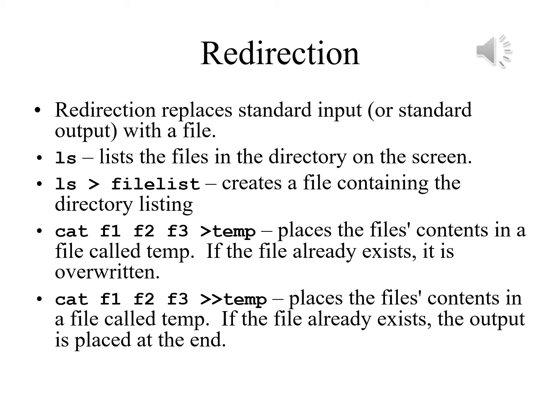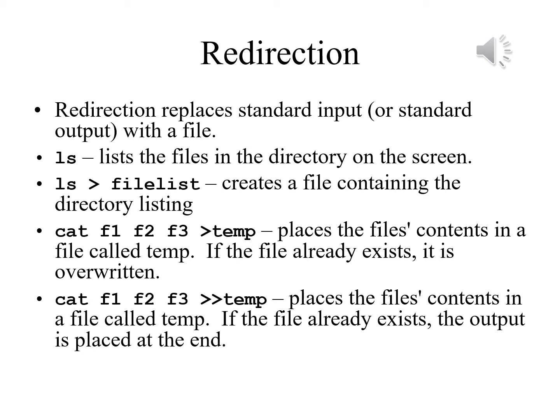We already know that ls by itself will list the files that are in the current directory on the screen. But if I write ls > filelist, it will place this list of file names in the file called filelist. Similarly, if I type cat f1 f2 f3 > temp, it will write the contents of all three files in order in a file called temp. In both cases, if a file already exists with that name, it will overwrite the original file. The new file will contain only the contents of the three files in the cat command.